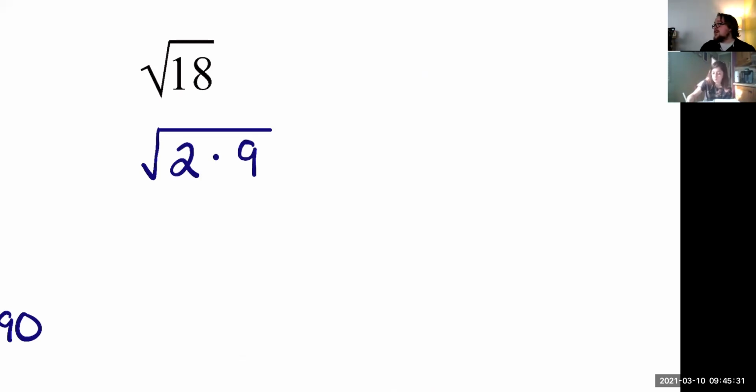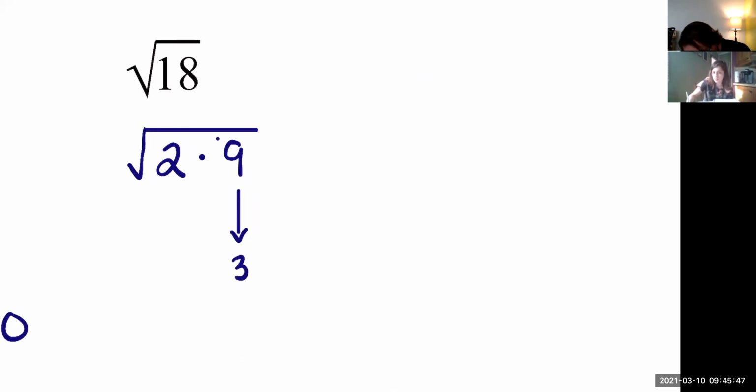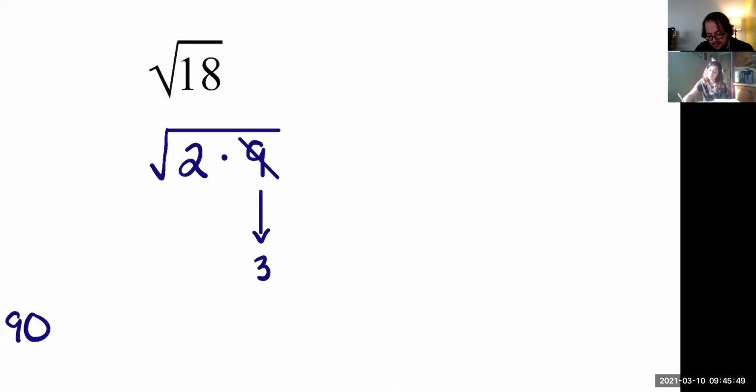9 is a perfect square. It's on that table from the front side of our notes, which means if I were to break this apart, can I take the square root of 9? Yeah, 3 times 3. So the square root of 9 is going to be removed as a 3, so it would no longer be inside the radical.